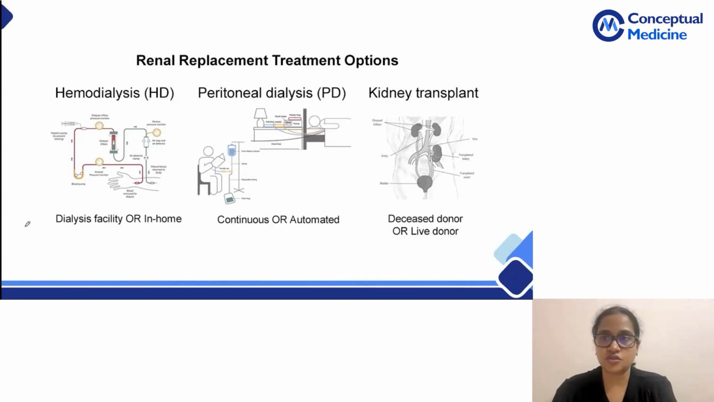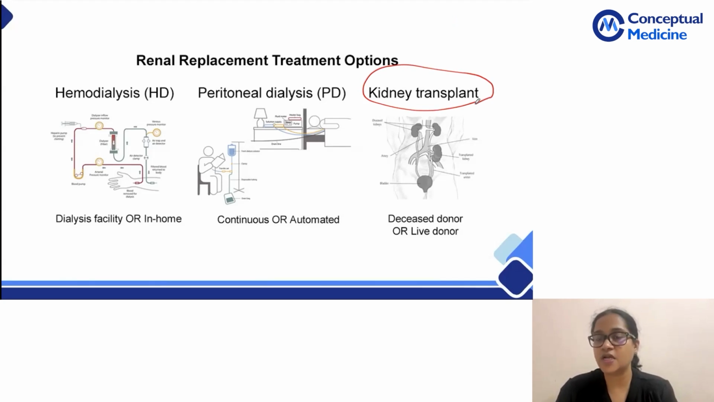So in that condition, we offer renal replacement therapy to patients to take care of the functions that are left over by the diseased kidney. Okay. So those options are, one is dialysis. So that could be hemodialysis or peritoneal dialysis. But the third and the best treatment and the most advanced treatment is kidney transplant.